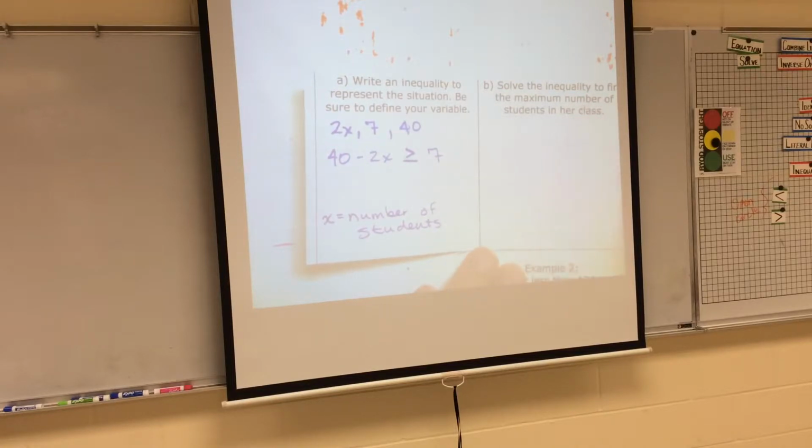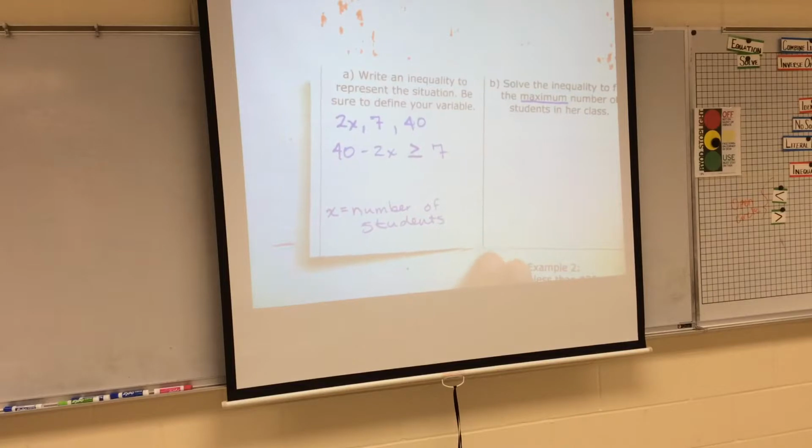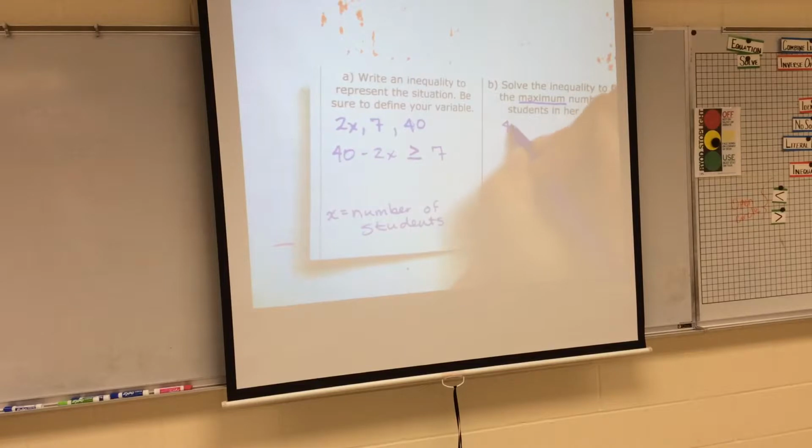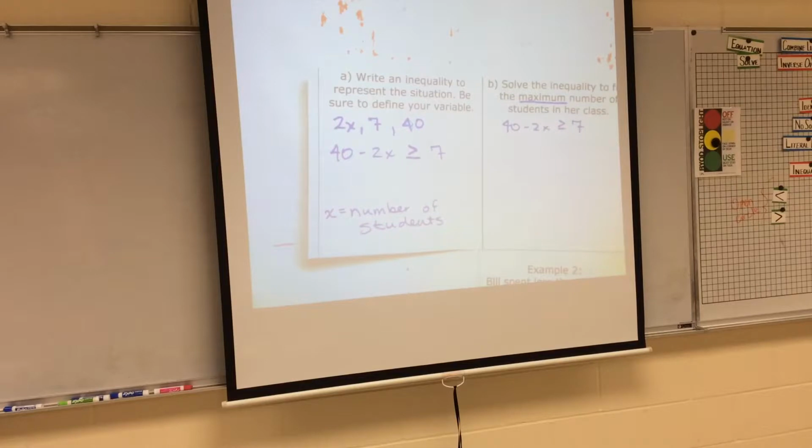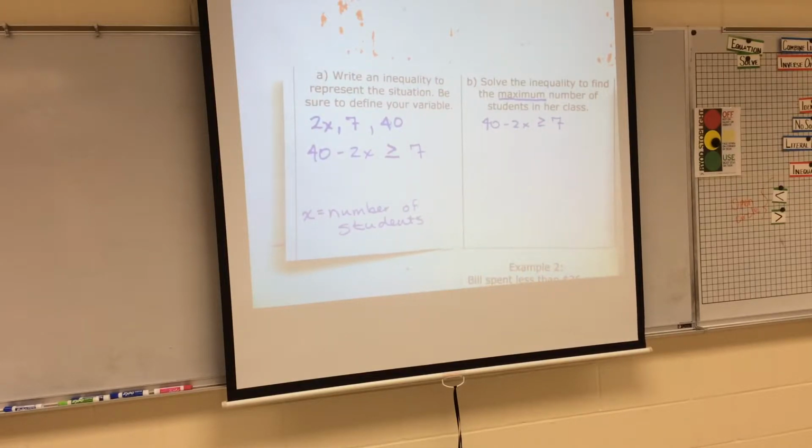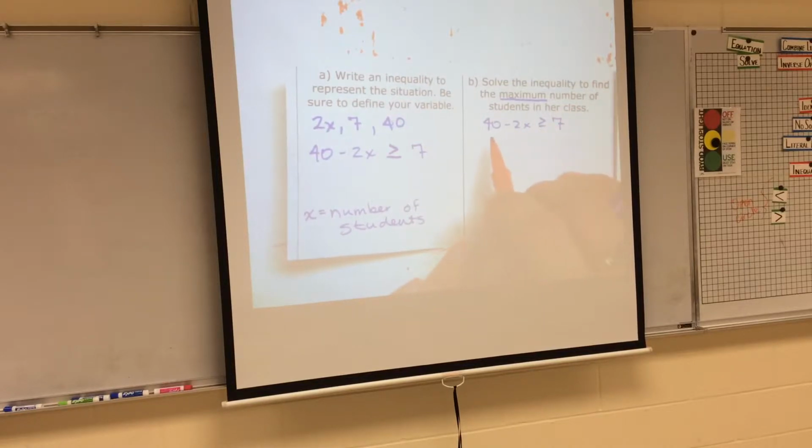All right, so B says solve the inequality to find the maximum number of students in her class. And that's helpful because it says maximum. So it says we can't have more than how many students, right? All right, so let's set this up. I've got 40 minus 2x is greater than or equal to 7. So to solve here, what do I need to do? Subtract which one? 40, because we want to think outside of the box first, right?